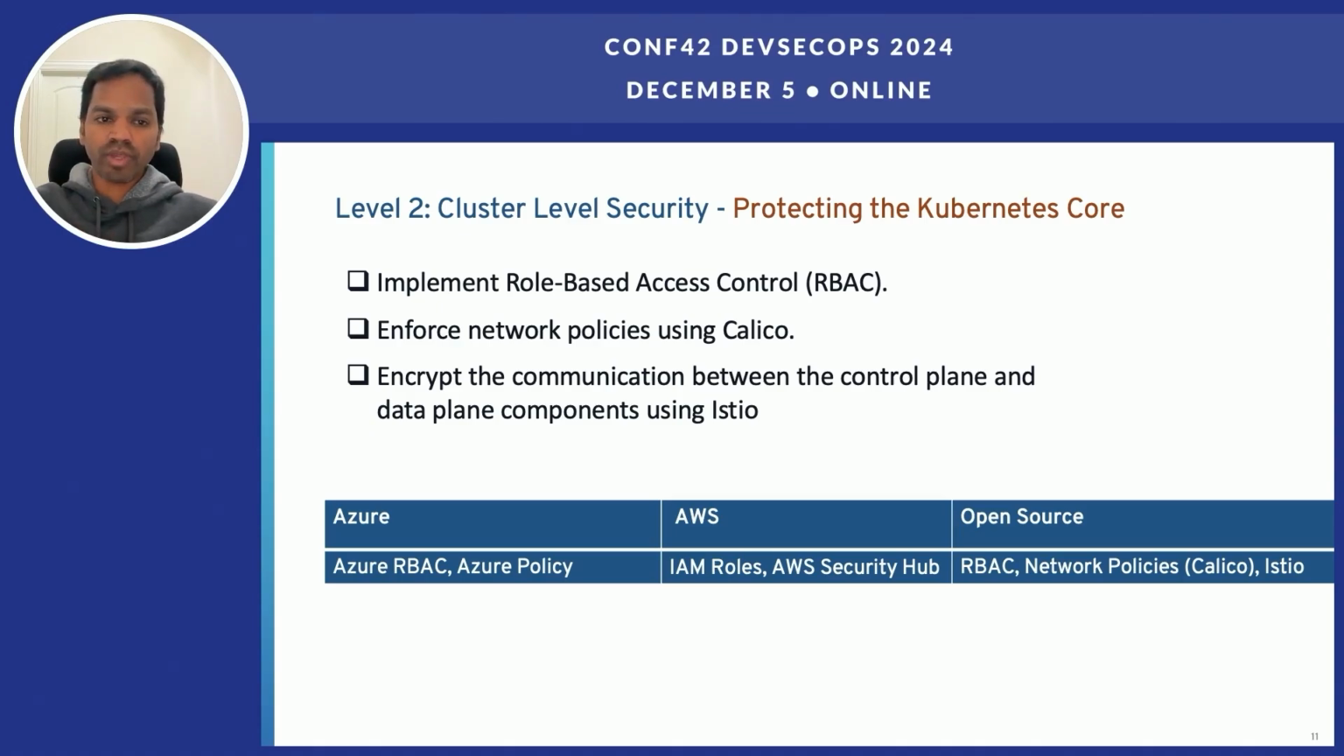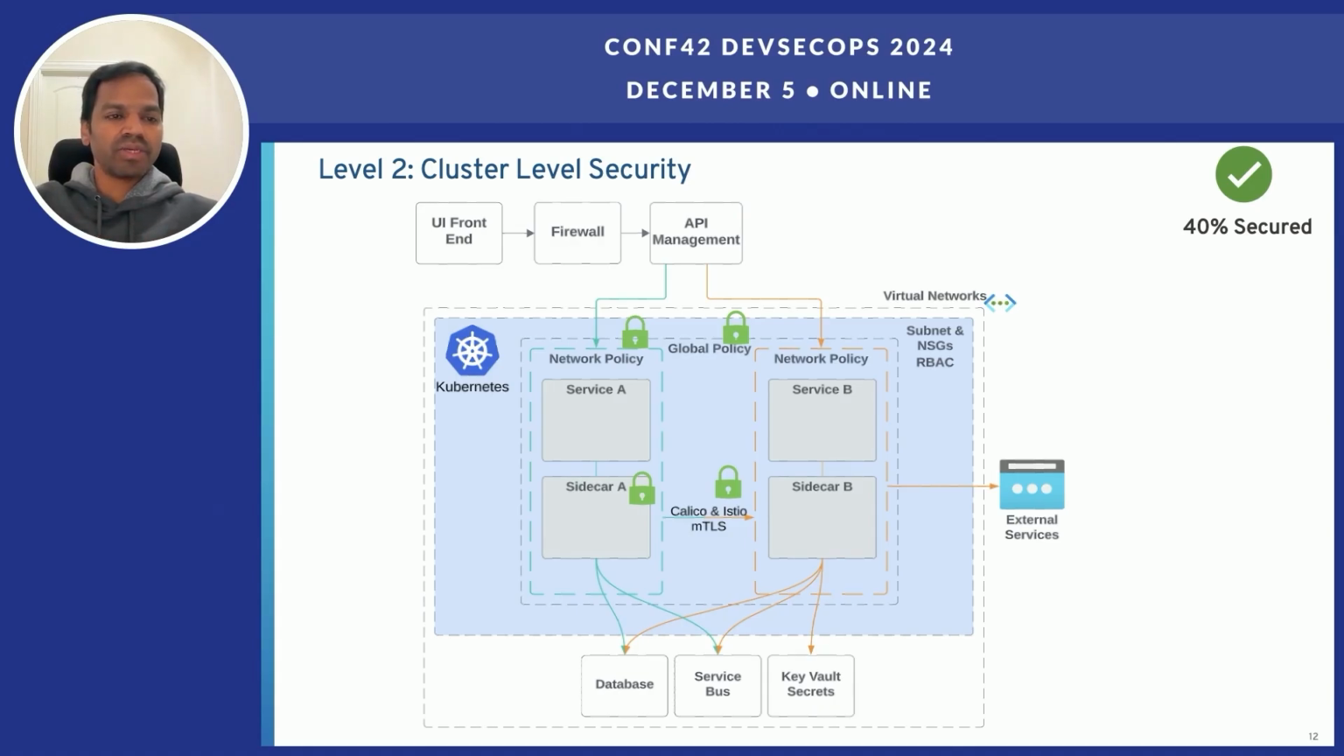And Calico can also be added to an Azure AKS so that the cluster level security can be enhanced. In this architecture, I have added Calico and Istio, which comes with a sidecar. Calico controls the pod communication.